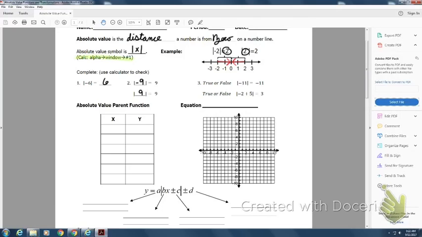Going over to 3. Why is this false? Because it cannot be negative right there. Make sure that whenever you have multiple terms inside the absolute value bars, you will combine like terms. Okay, and you'll do that inside before you take the absolute value of it. So -2 plus 5 would be 3. Is the absolute value of 3 3? True.